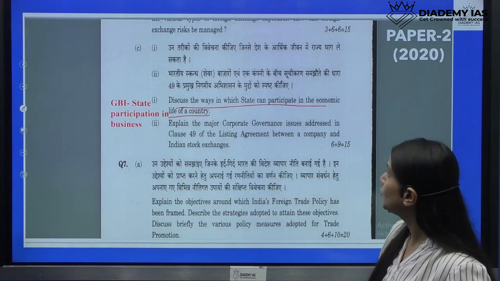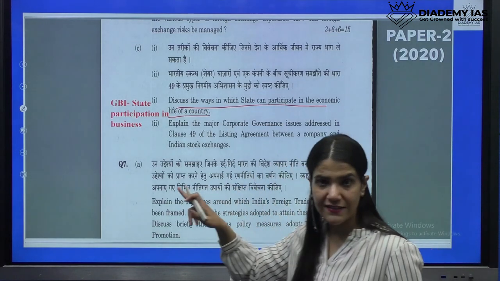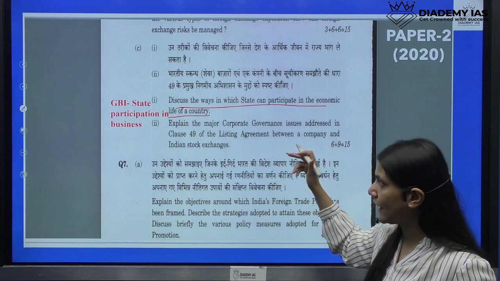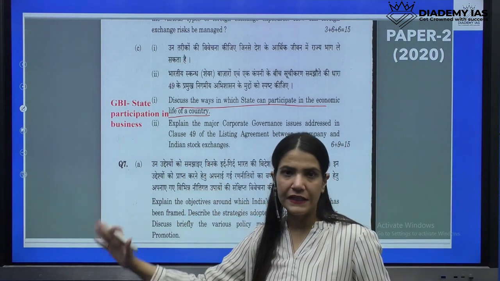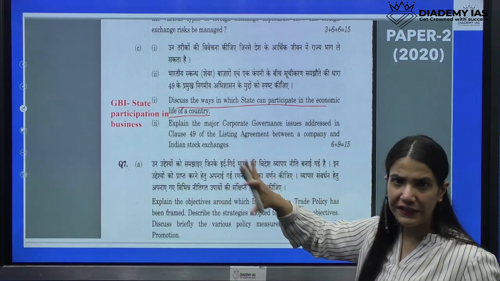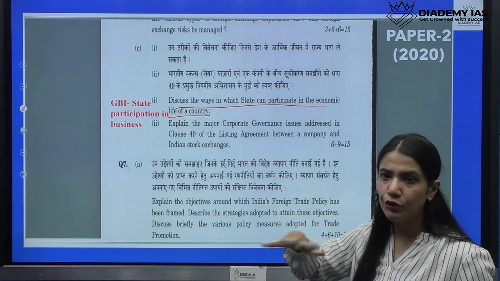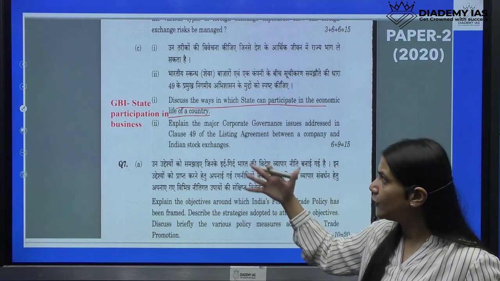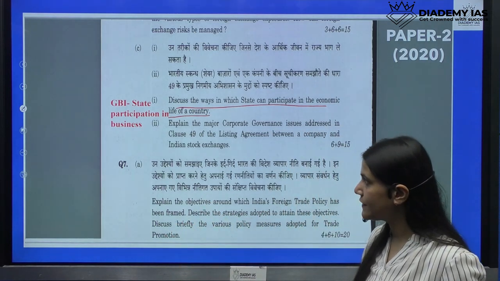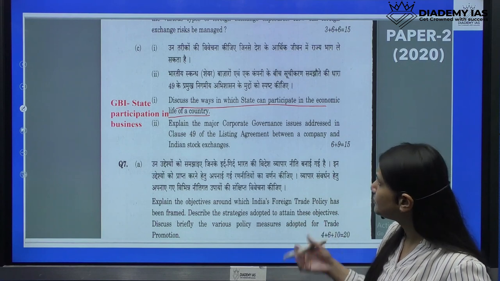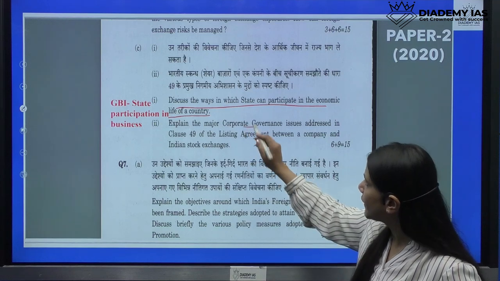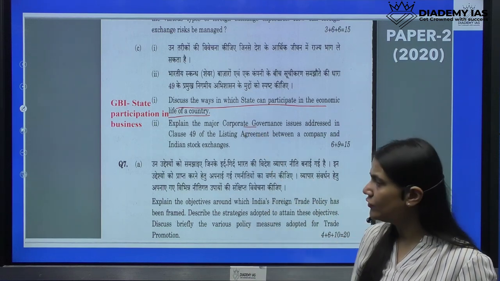Then if I come to the year 2020, the same question was asked: discuss the ways in which the state participates in the economic life of a country. Here you have to be very clear that the entire concept that we have just studied, you have to include it here. It's a very direct and easy question. You can include all the roles and responsibilities, and you can even draw the diagrams that I have just shown you. It would give a better presentation to the evaluator, right? Again, this was 6 marks, so you can go for it. There's a topic of corporate governance, which I'm going to take in the next session for sure.